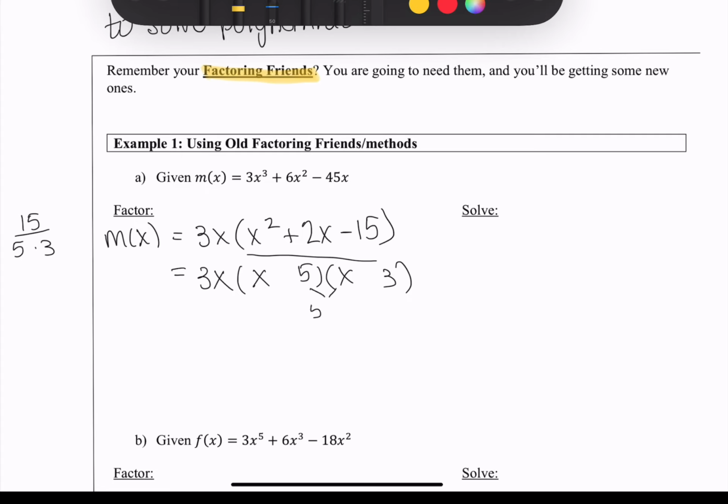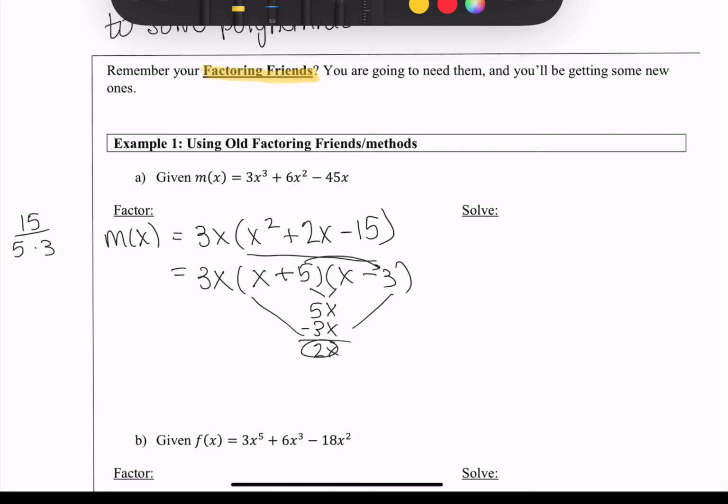My inners give me 5x. My outers give me 3x. How can I get 2x? I would need to subtract the 3x to get a positive 2x. So I need a negative 3, a positive 5, which in fact will give me that last term of negative 15, a middle term of 2x, and first terms of x squared.